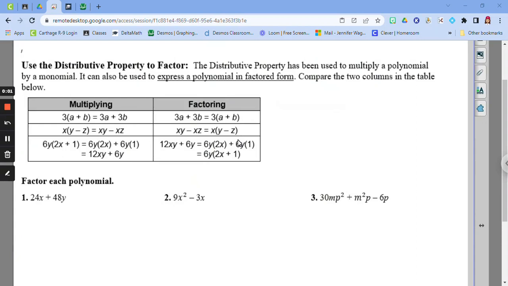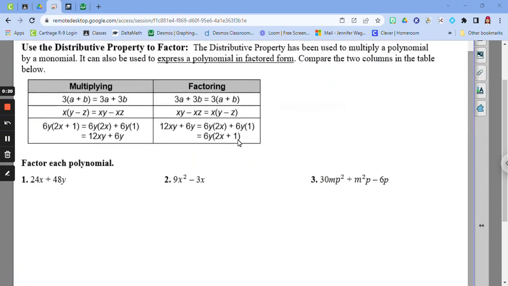Okay, the table at the top has both directions. So it has the multiplying of these that we did in the last unit. And here, we're going to take it back to the original factored form, looking for the GCF on each of these. We will be looking at several different things with factoring. Today is just greatest common factor.